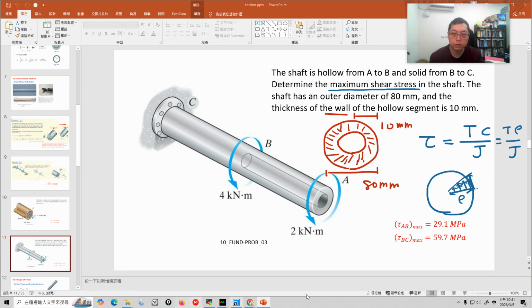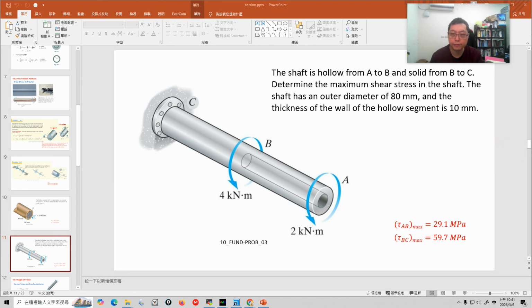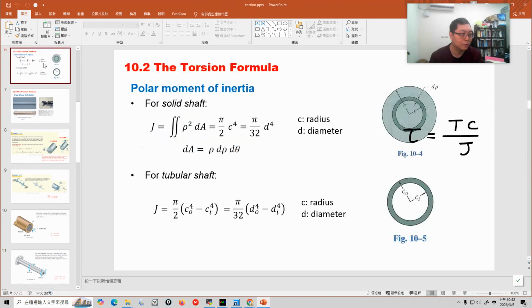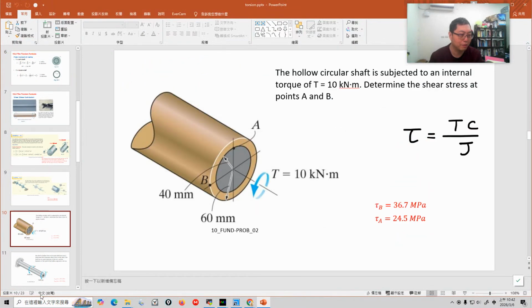Do you remember the formula we're going to use for the shear stress in a torsional problem? Shear stress equals TC over J. C is the distance from the center, and J is the polar moment of inertia.